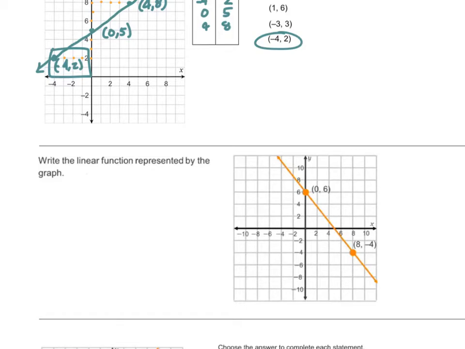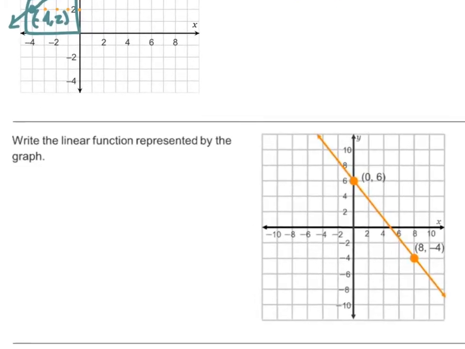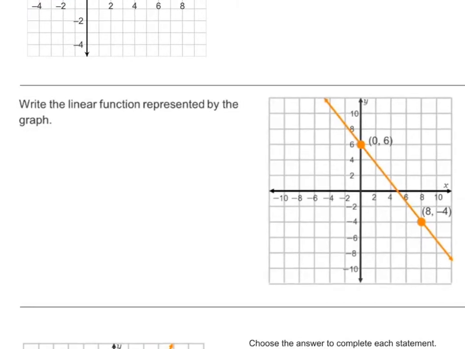Now this one says, write the linear function represented by the graph. We've been given the equation and had to draw the graph, but now we're given the graph and we have to write the equation. The first thing I'm going to look for is a value for my slope and a value for my y-intercept. Once I get those, I just plug them into the equation y equals mx plus b.